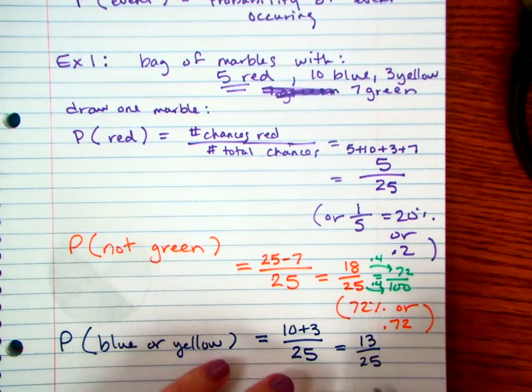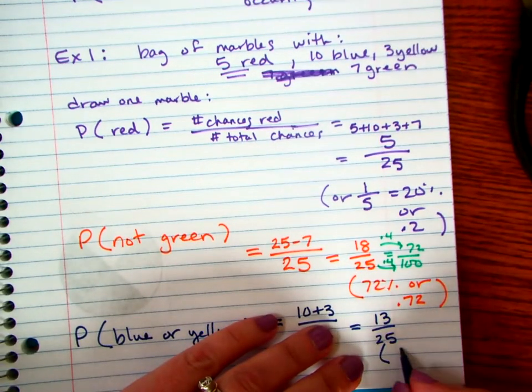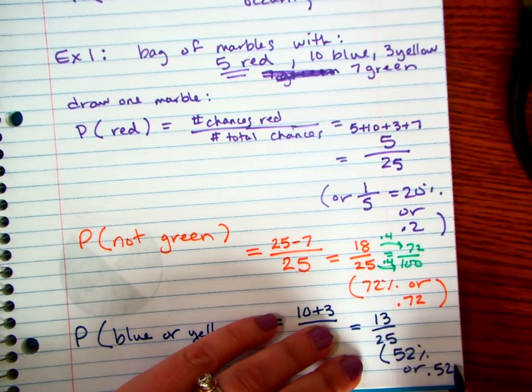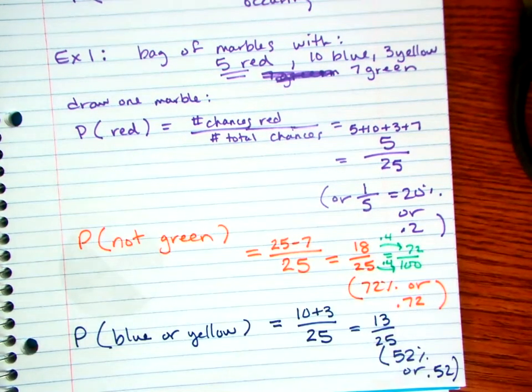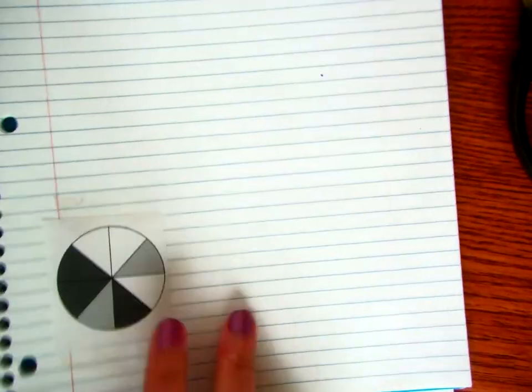Okay. And again, if you wanted to, you could multiply that by 4 and get 52%. But again, you don't need to. And these should not be too hard to understand how you're going to do it out of total chances. Now, let's say I have a die.